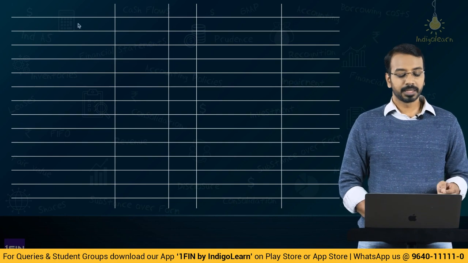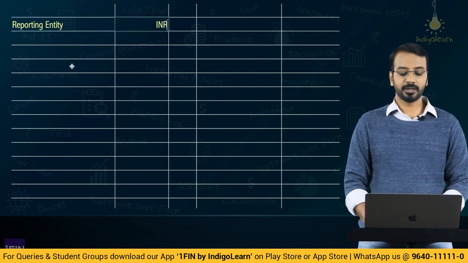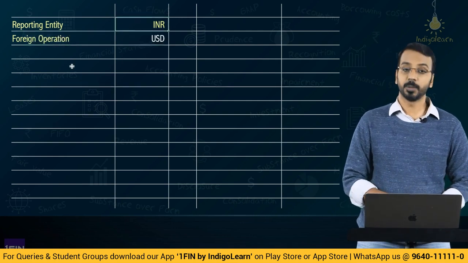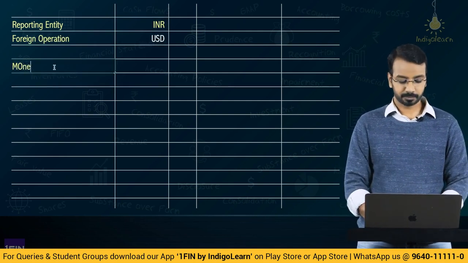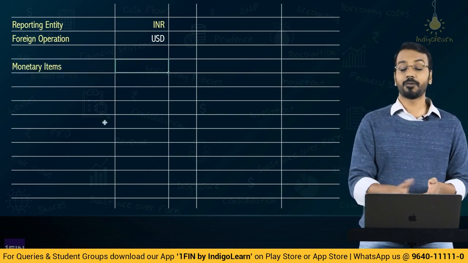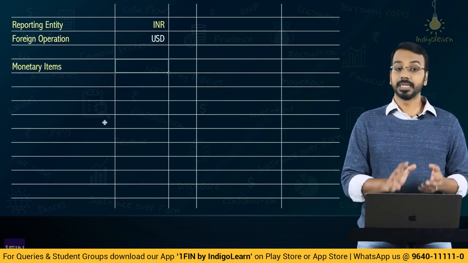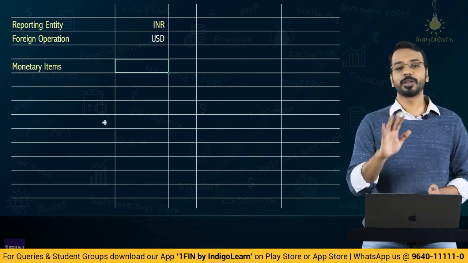Okay. So, say there is an Indian entity which is the reporting entity, which has the functional currency INR. There is a foreign operation which has a functional currency USD. Now, there are some monetary items, which are either receivable from the foreign operation or payable to the foreign operation. These monetary items may be a part of NIFO, may not be a part of NIFO.